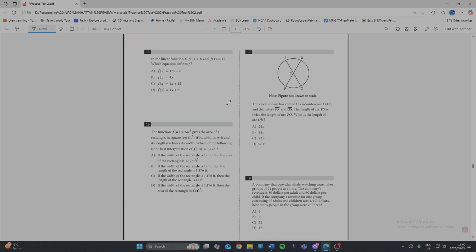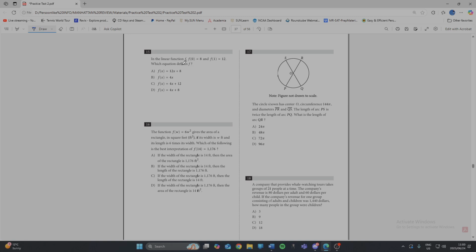So 15 says, in the linear equation f of 0 equals 8 and f of 1 equals 12. So if there's a 0 or a 1 in the brackets of the f like this, that basically just represents what the x value is that we are using. So when x is equal to 0, y equals 8, and when x is equal to 1, y is equal to 12.